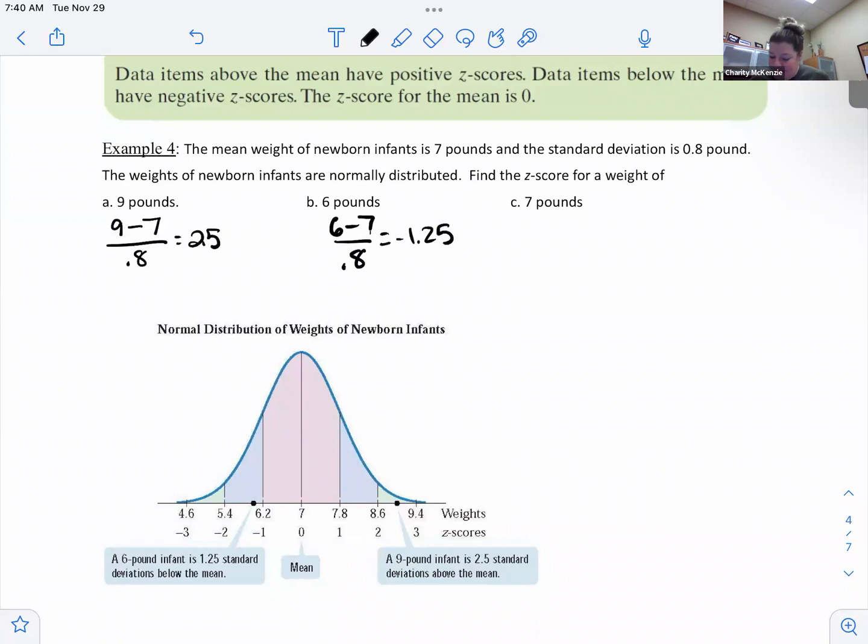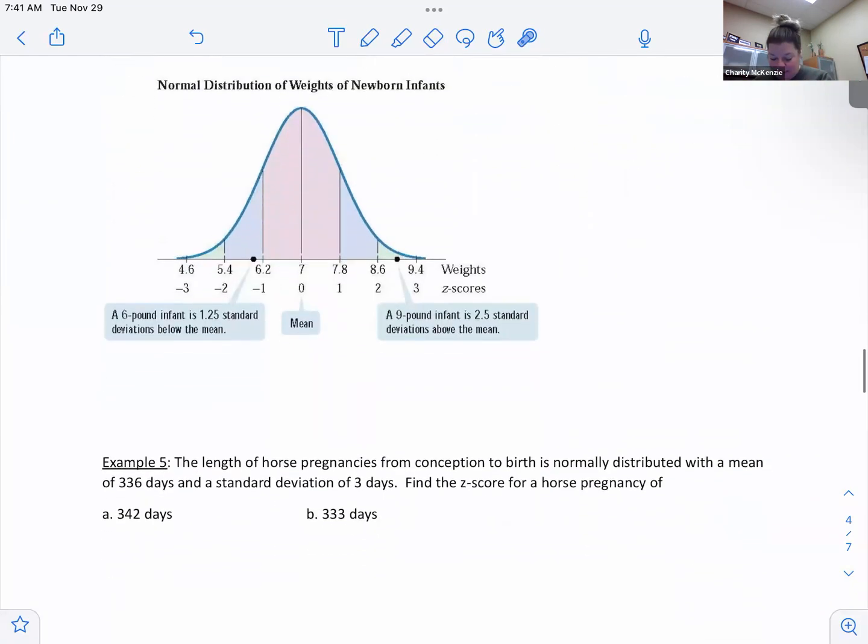So 7-pound baby. Well, the mean is 7. So when I take 0 and divide it by anything, I have 0. So when you get a z-score of 0, you are not away from the mean. You are at the average, right? Z-score is standard deviations away from the mean. So 0 is you're right here in the middle. You're not away from the mean. So this can really help if you want to know how far away you are from everybody else. So you need a mean and a standard deviation, and you can do it.